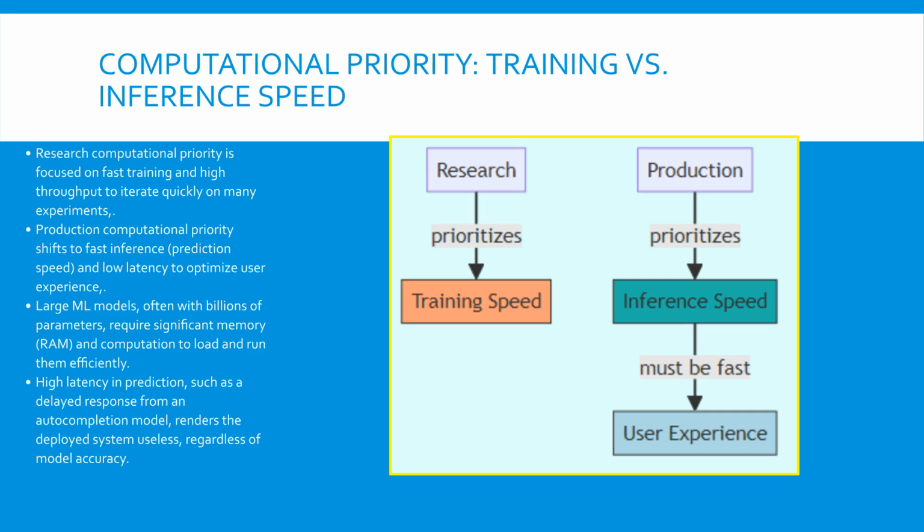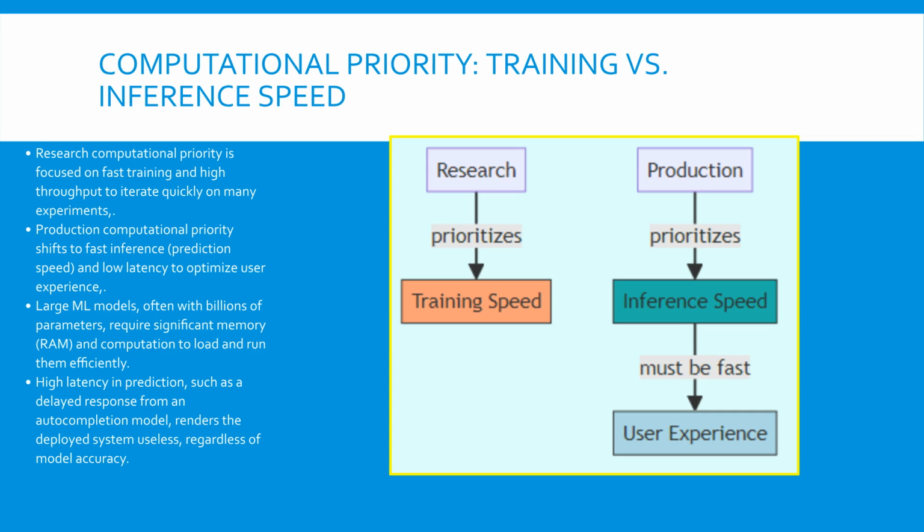Imagine an auto-completion feature on your phone. If it takes even 1 second to suggest the next word, you would already have typed it yourself. This long delay, or high latency, kills the user experience and makes the product unusable. Therefore, speed and memory efficiency during prediction are far more critical than training speed in a production environment.